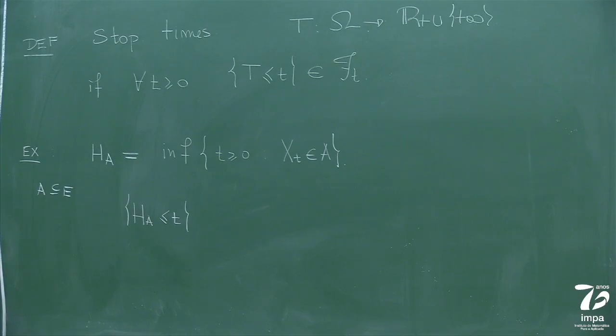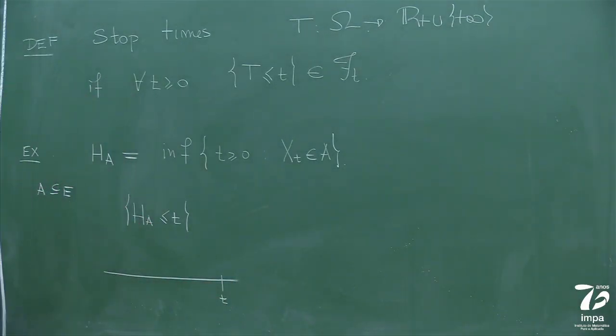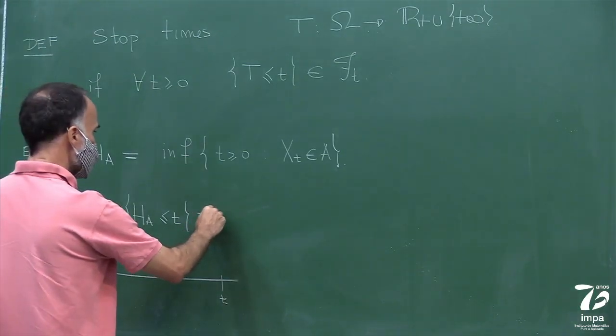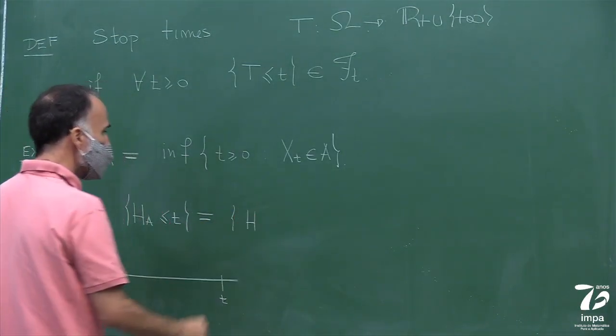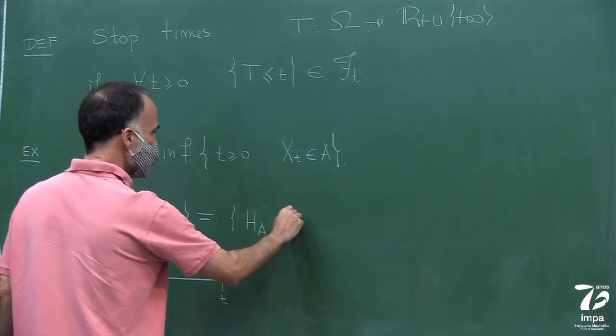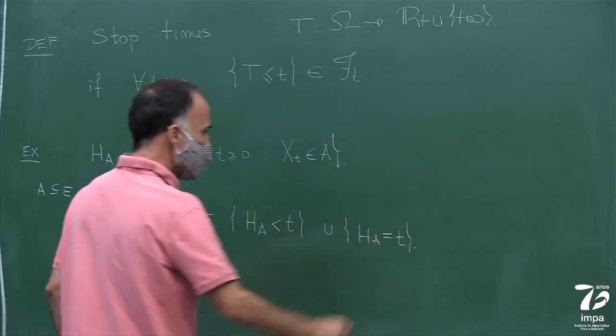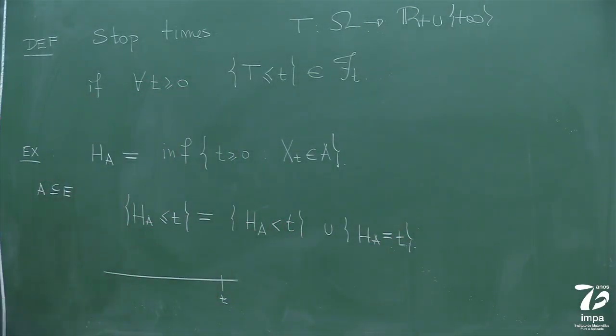So what does it mean that H_A is less or equal than t? Here is t. Well, I will divide this event in two events. And I will use the fact that our process X_t is right continuous. So I'll say that, well, we have H_A less than t and H_A equal to t. So let's look at the first one. What does it mean that H_A is less than t? It means that, well, at some point between 0 and t, I hit A.